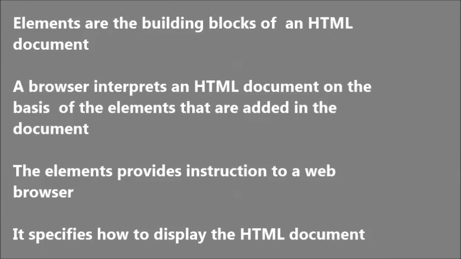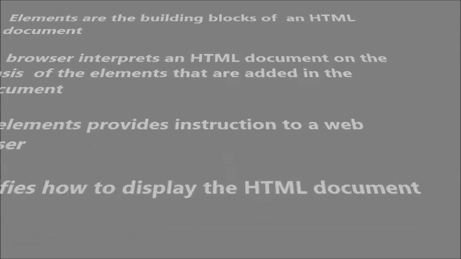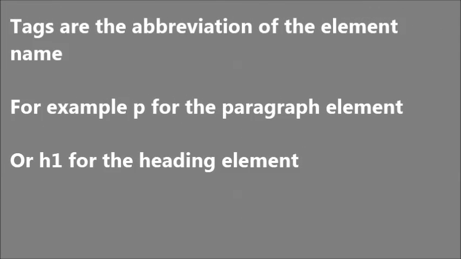Elements are the building blocks of an HTML document. A browser interprets an HTML document on the basis of the elements that are added in the document. The elements provide instructions to a web browser and specify how to display the HTML document. Tags are the abbreviation of the element name. So, for example, we have P for the paragraph element or H1 for the heading element.